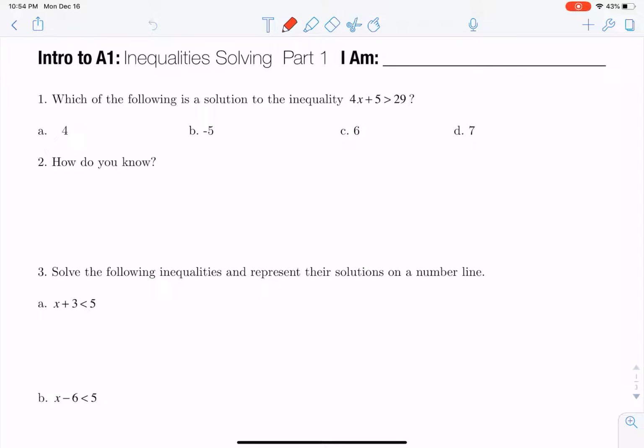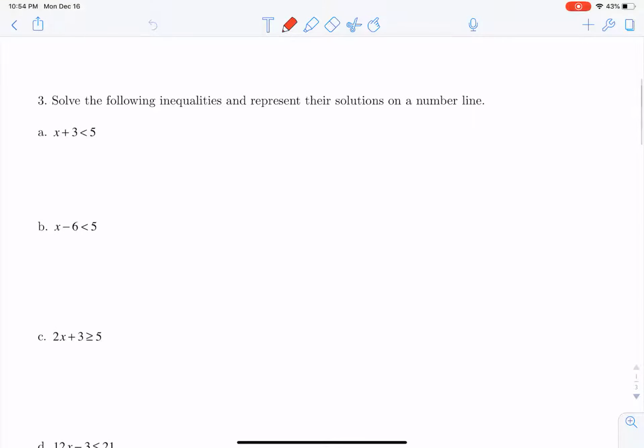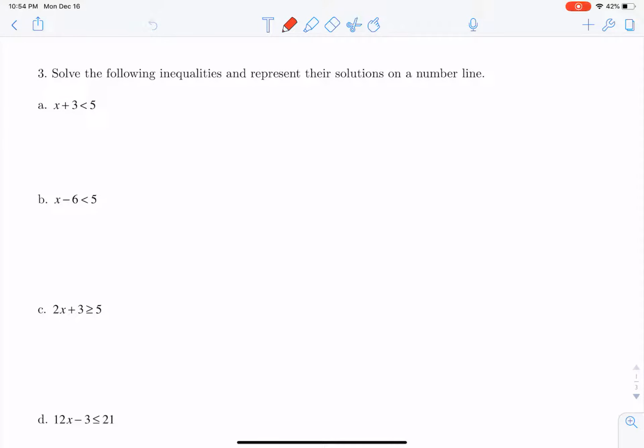So we'll skip over number 1 and number 2 because I'd really like for you to come up with those answers on your own, and we'll focus on number 3 here. It says solve the following inequalities and represent their solutions on a number line. But before we begin, I just want to recap what we started to do last week in class.